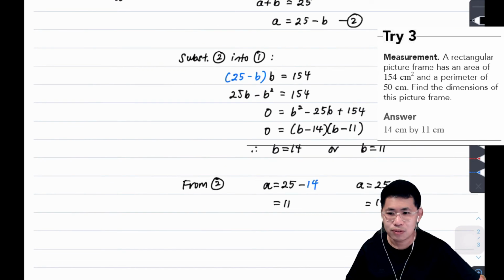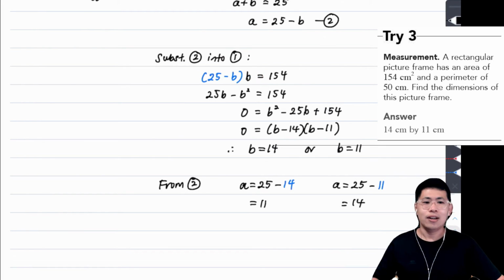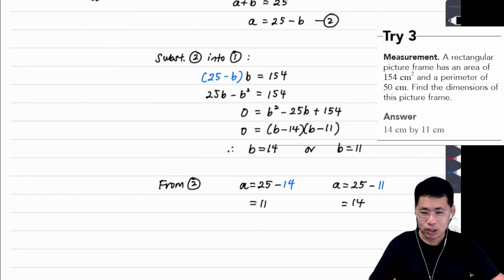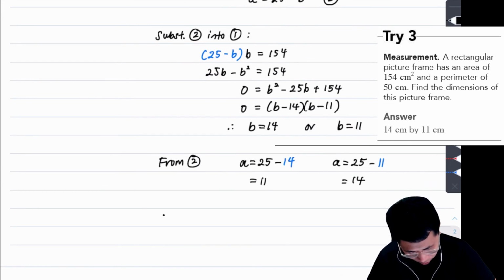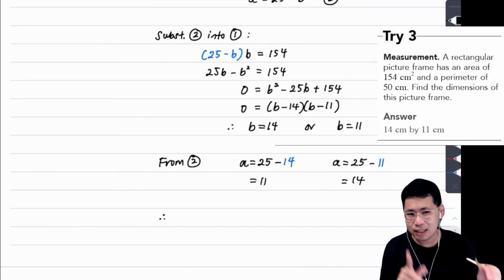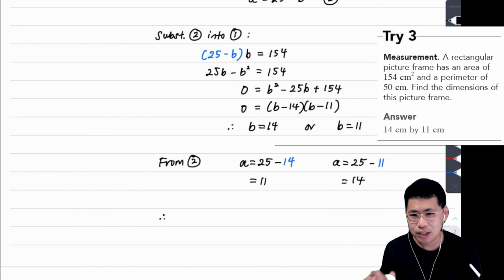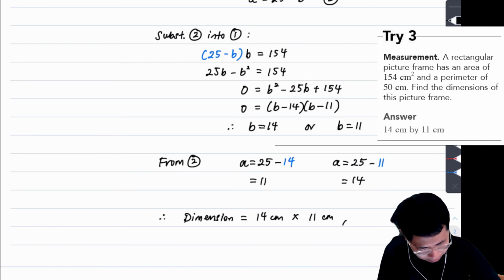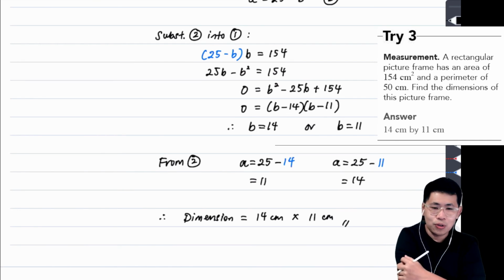Now we have this situation over here. We have A is 11, B is 14. So it's one or the other. Therefore we don't need to say what A is and what B is for this case, because I think the question is not interested in this. The question is just interested in the dimensions. So the dimensions for this picture frame will be 14 cm by 11 cm, just like that. So there we go.